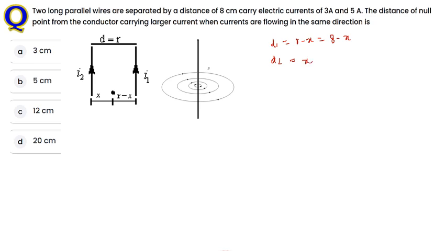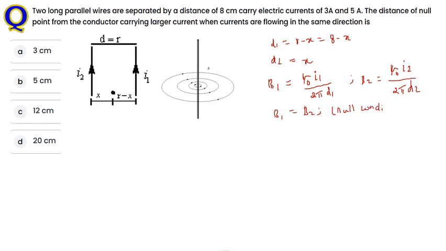Okay, now next one. See, whenever the current flows in a conductor, it produces a magnetic induction. That one I just mentioned here. B1 in this case, that is about the first conductor, is mu naught I1 divided by 2 pi D1 distance. Okay, and the second one I just mentioned here, B2 is equal to the same, mu naught I2 divided by 2 pi D2 here. At the null point in this case, B1 will be equal to B2. See this one, this is the null point condition. B1 will be equal to B2 for a null condition.